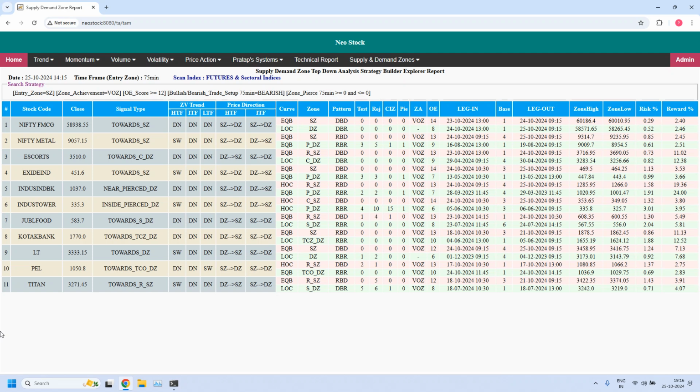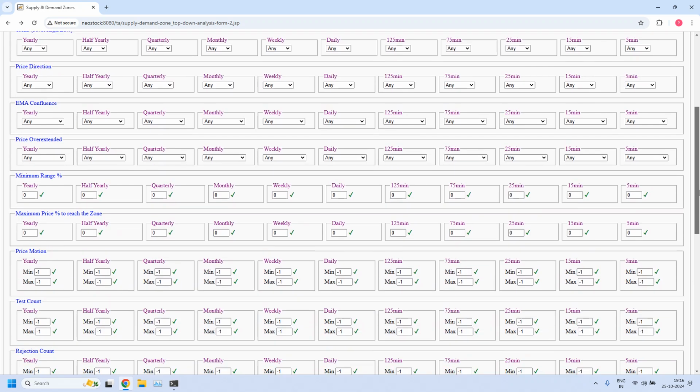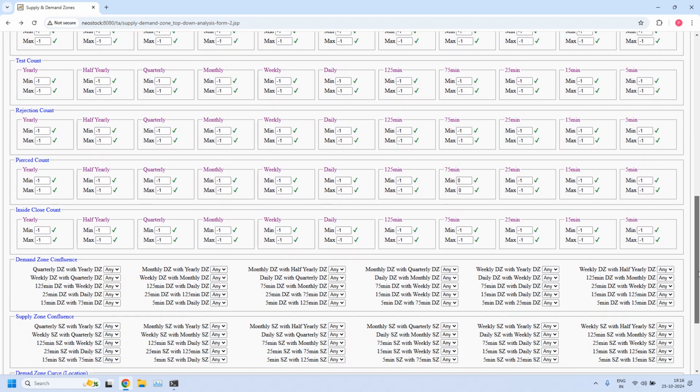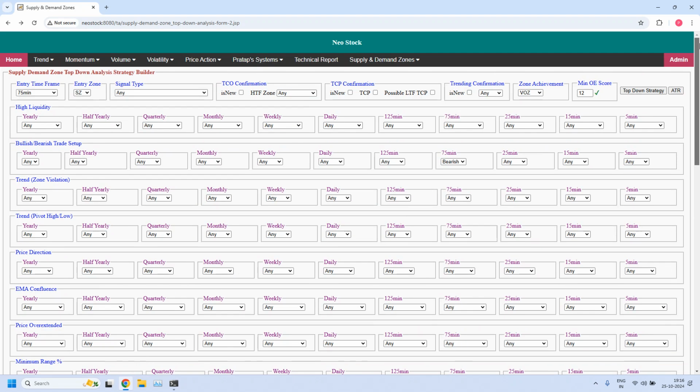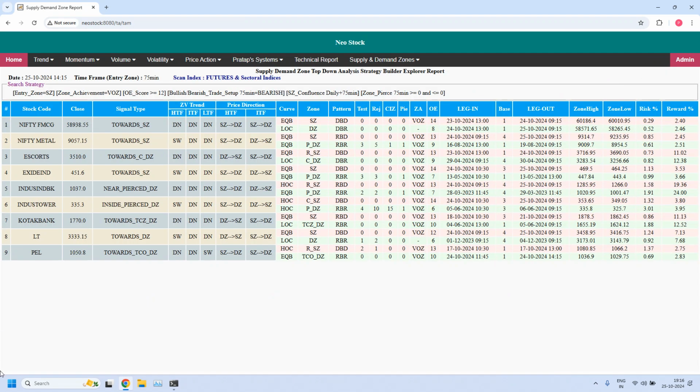In these 11 stocks, there could be some high probability supported stocks. We need to identify them. So first we will look for LTF and ITF supply zone confluence, that is 75 minute supply zone with daily supply zone confluence. I am enabling that filter. Now let's verify. Out of 11, we got 9 stocks.